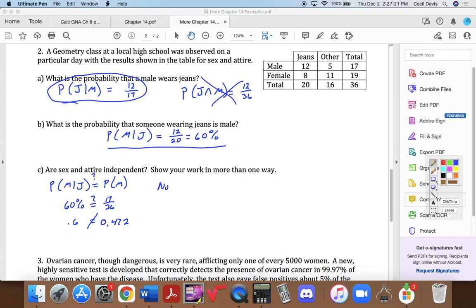If they're wearing jeans, they're more likely to be a male than the proportion of males in the entire population.